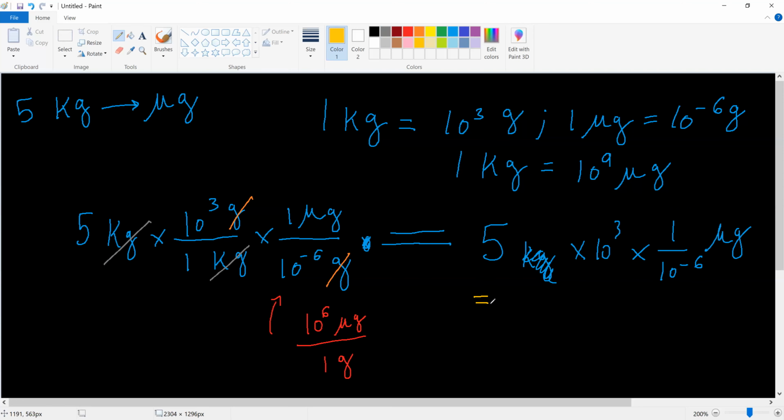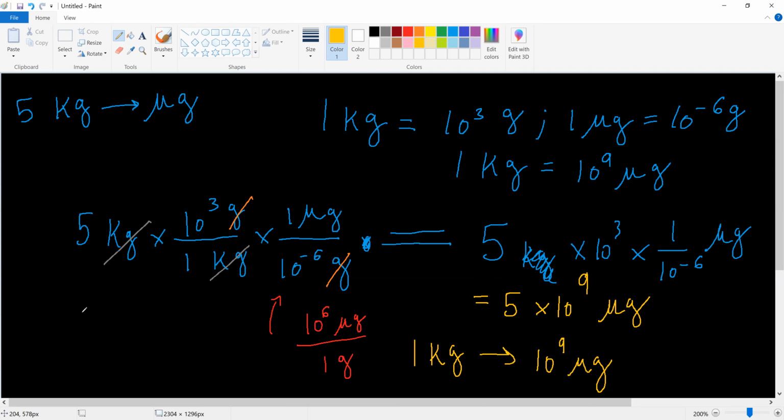Which, by the way, is the same thing as 5 times 10 to the 9 micrograms. Therefore, for every 1 kilogram, we get 10 to the 9 micrograms. In this case, we only have a 5 attached to it because this is in front of the kilogram.